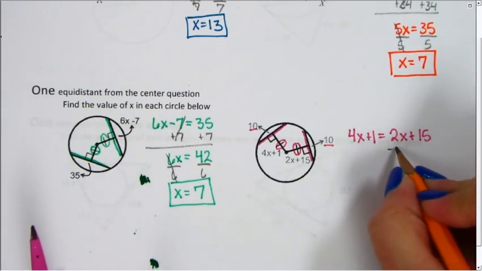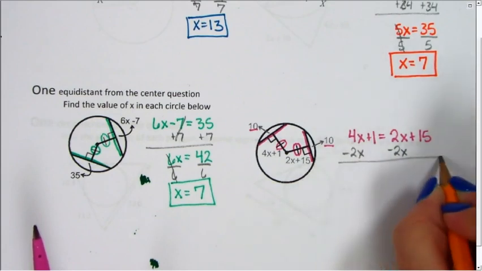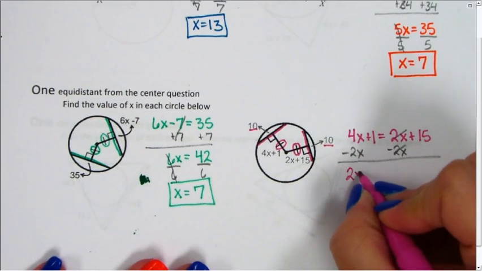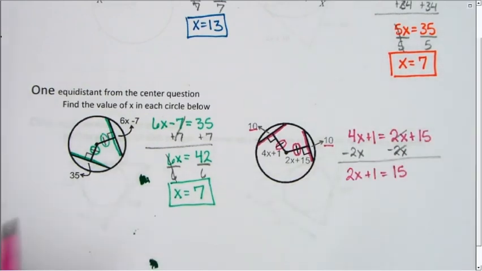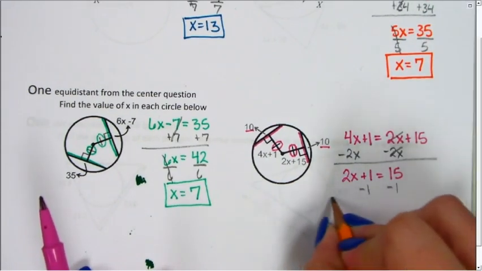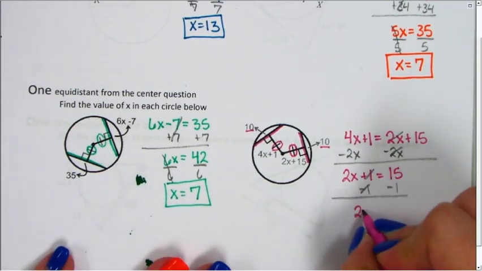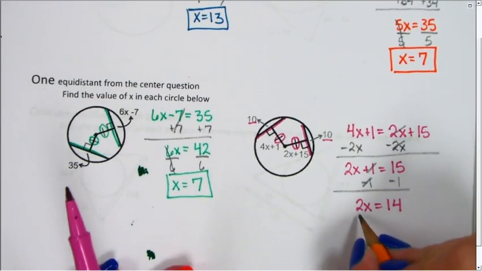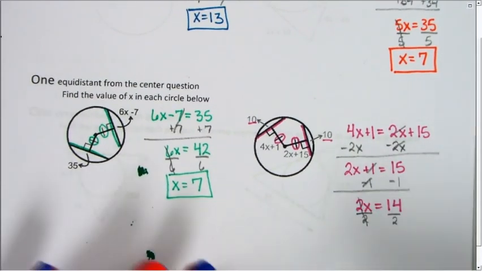So I'm going to subtract 2x on both sides. 2x plus 1 will equal 15. I'm going to subtract 1 on both sides. 2x equals 14. Division property of equality. X equals 7.